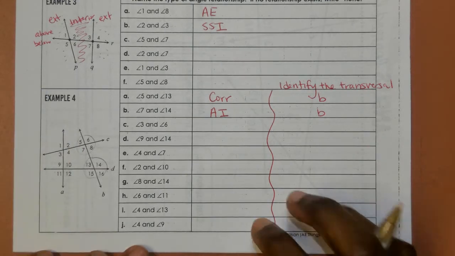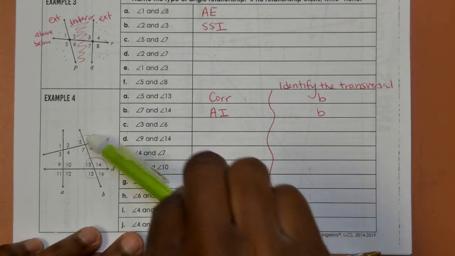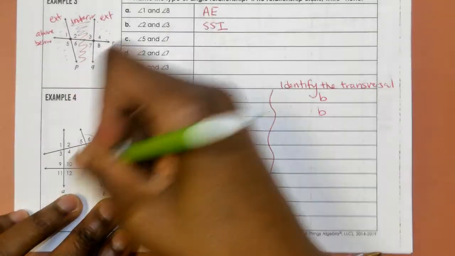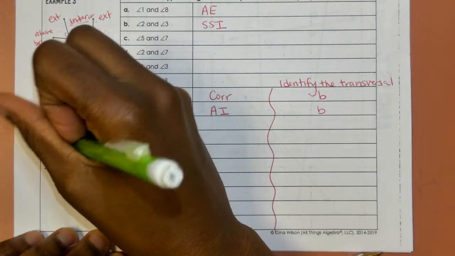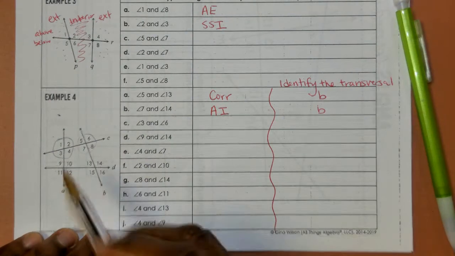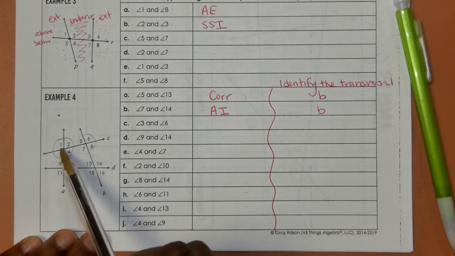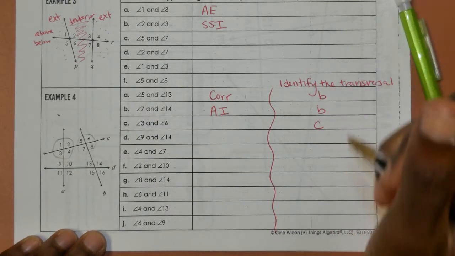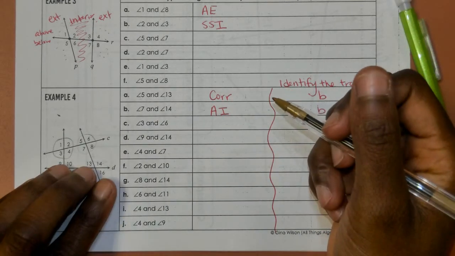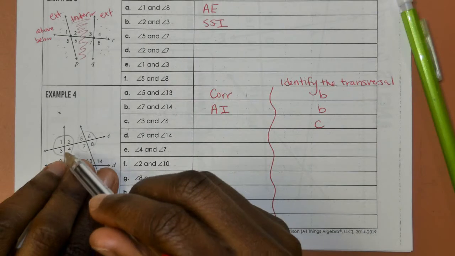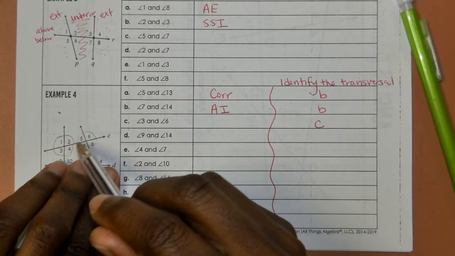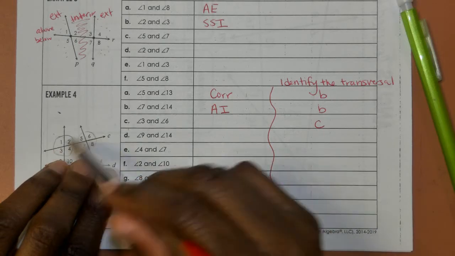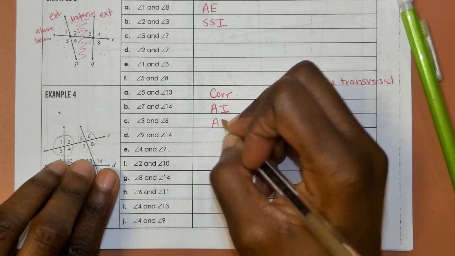Okay, if I do one more, 3 and 6. 6 is on this vertex, so I can keep that one circled, but 3 is on this vertex over here. So now my transversal will change to the line that has both of these vertex on it, which is line C. So C is my transversal now. And 3 and 6 are outside, so exterior, outside of the two lines that C is crossing, and on different sides of the transversal, so they'd be alternate exterior.